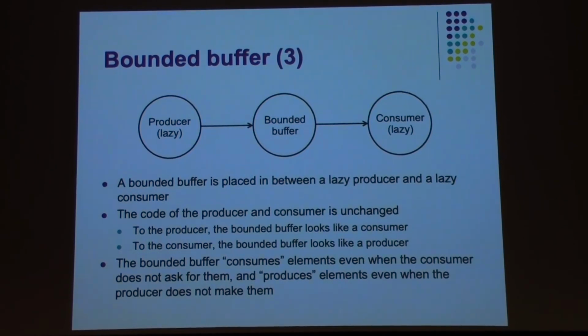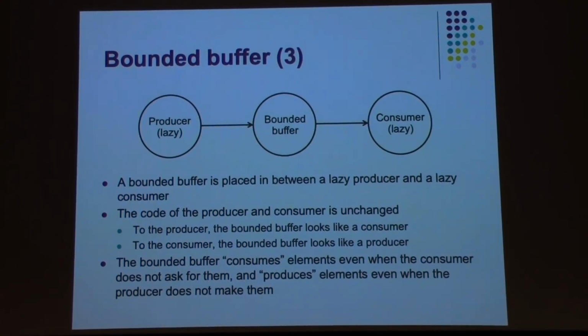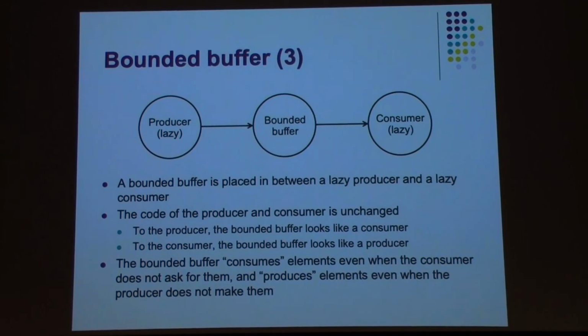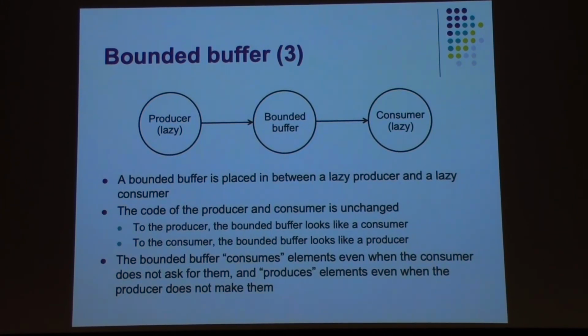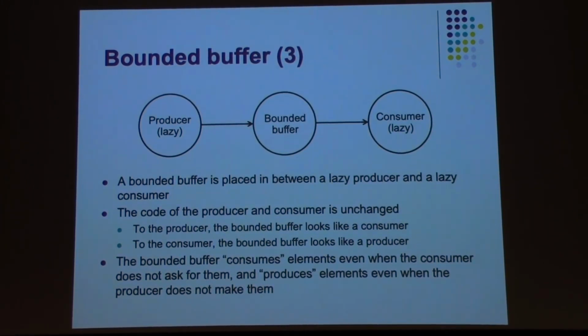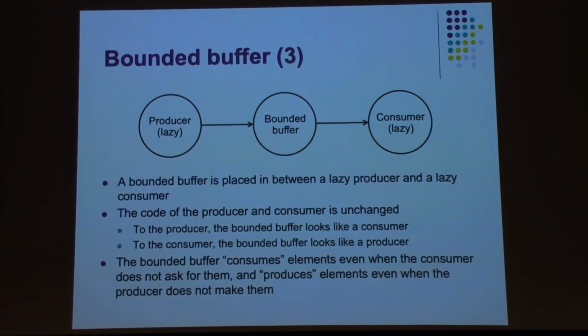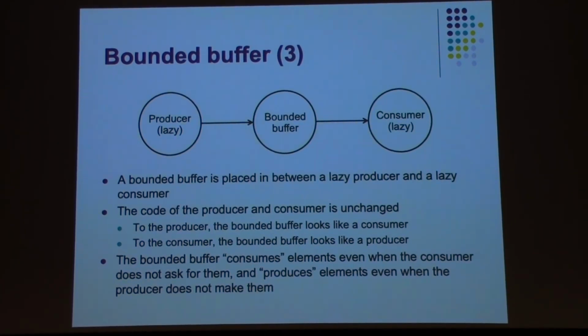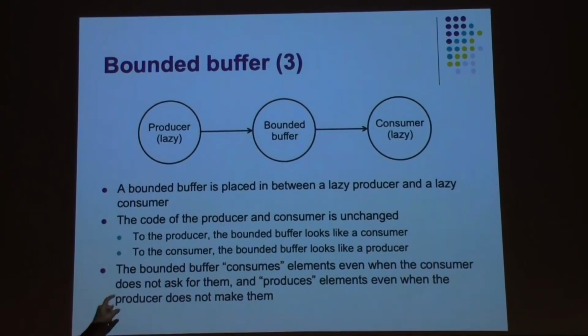This is fine. And the code is the same as if there were no bounded buffer. We just stick it in between the lazy producer and lazy consumer. And in fact, from the viewpoint of the producer, the bounded buffer looks like a consumer. And from the viewpoint of the consumer, the bounded buffer looks like a producer. So the producer and the consumer don't see any difference. The producer still thinks he's sending things to the consumer, and the consumer still thinks he's taking things from the producer.